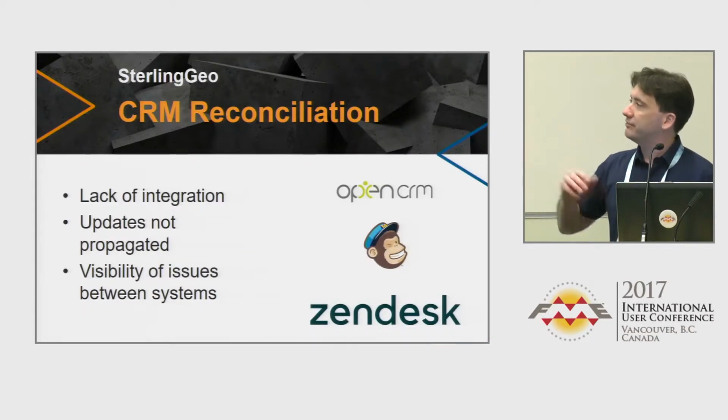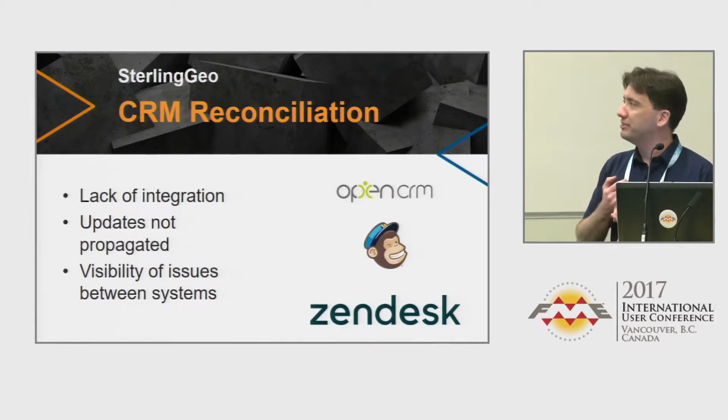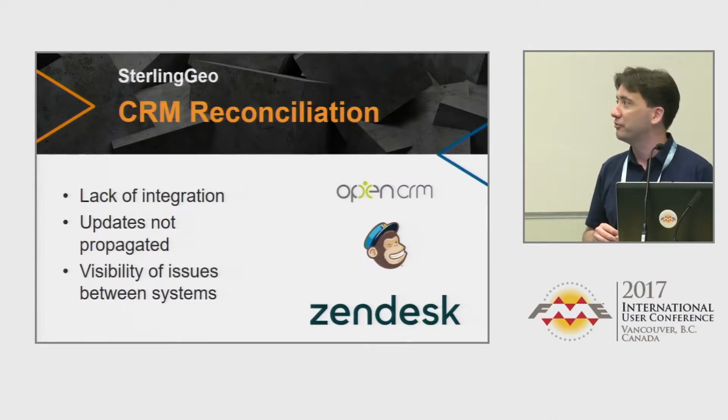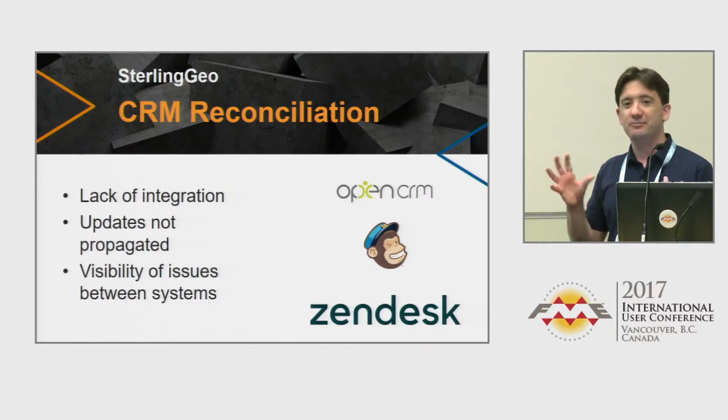So we have 3 different internal business systems. We use Open CRM, we have Zendesk, which is our customer support system, and we use MailChimp, which is the one that pushes all those really annoying emails out to you guys that will spam your inboxes all the time. Those 3 systems don't really talk to each other. They're all completely stovepiped away, but all 3 of them provide APIs.